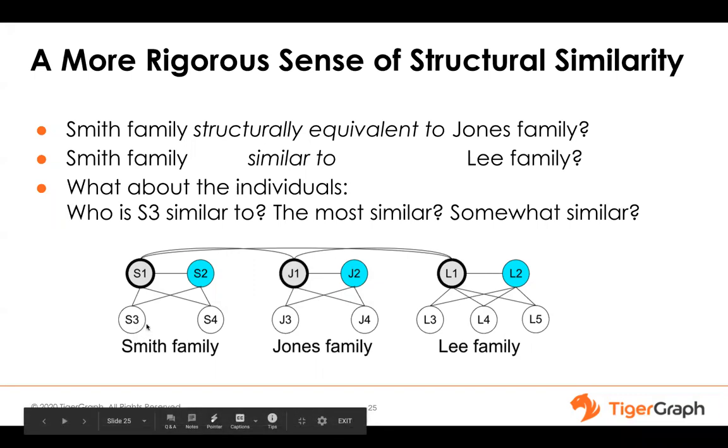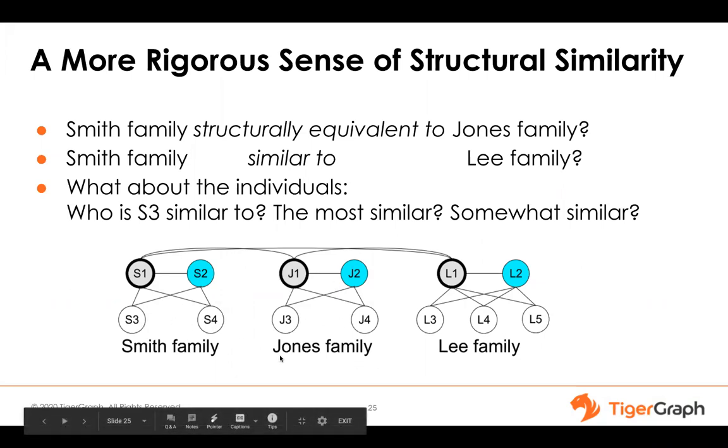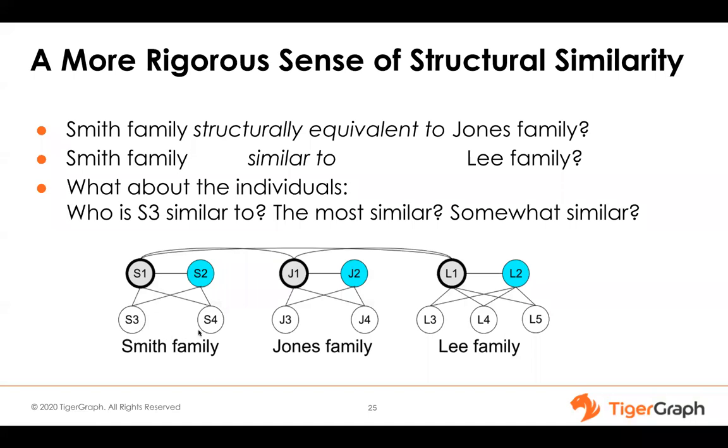Now let's look at the children. Is S3 similar to S4? I happen to put this on the left and that on the right, but you could flip them and it would still be the same graph. It's sort of arbitrary that I put one on the left and one on the right. That tells you that these are identical in some sense, so these are structurally equivalent. Since the Jones family overall is like the Smith family, should I then say that J3 is similar to S3? Pretty strong. Maybe not as strong as S4, but still strong.